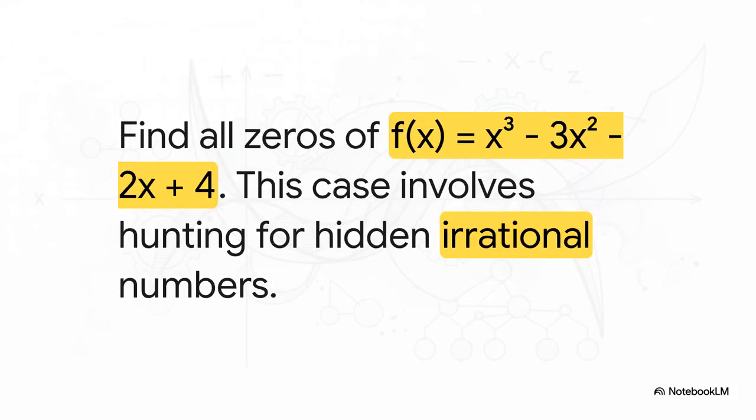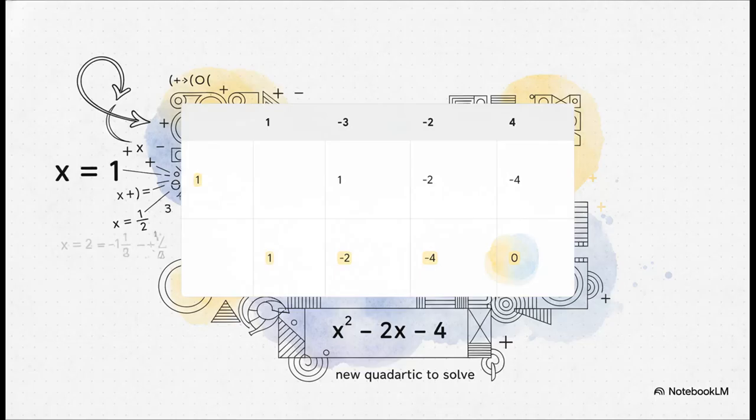Okay, for case number 2, things get a little more interesting. I have a feeling some of these zeros aren't going to be nice, simple integers. Let's see how the workflow handles the hunt for those hidden irrational numbers. So, we test a few candidates, and it turns out x equals 1 is a winner. We run it through synthetic division, and once again, we get a remainder of 0. Perfect. We found our first 0, and we're left with a new quadratic to solve, x squared minus 2x minus 4.